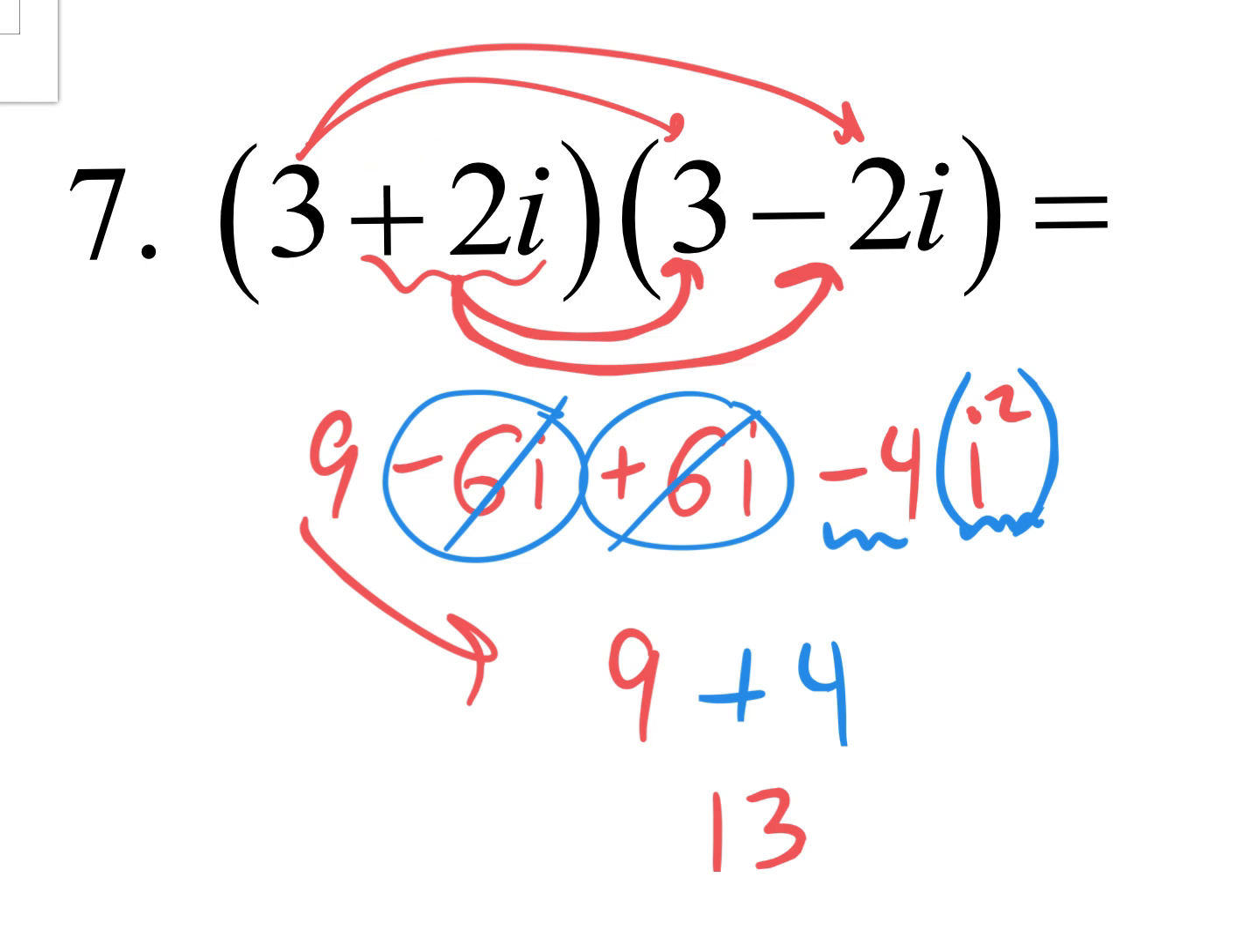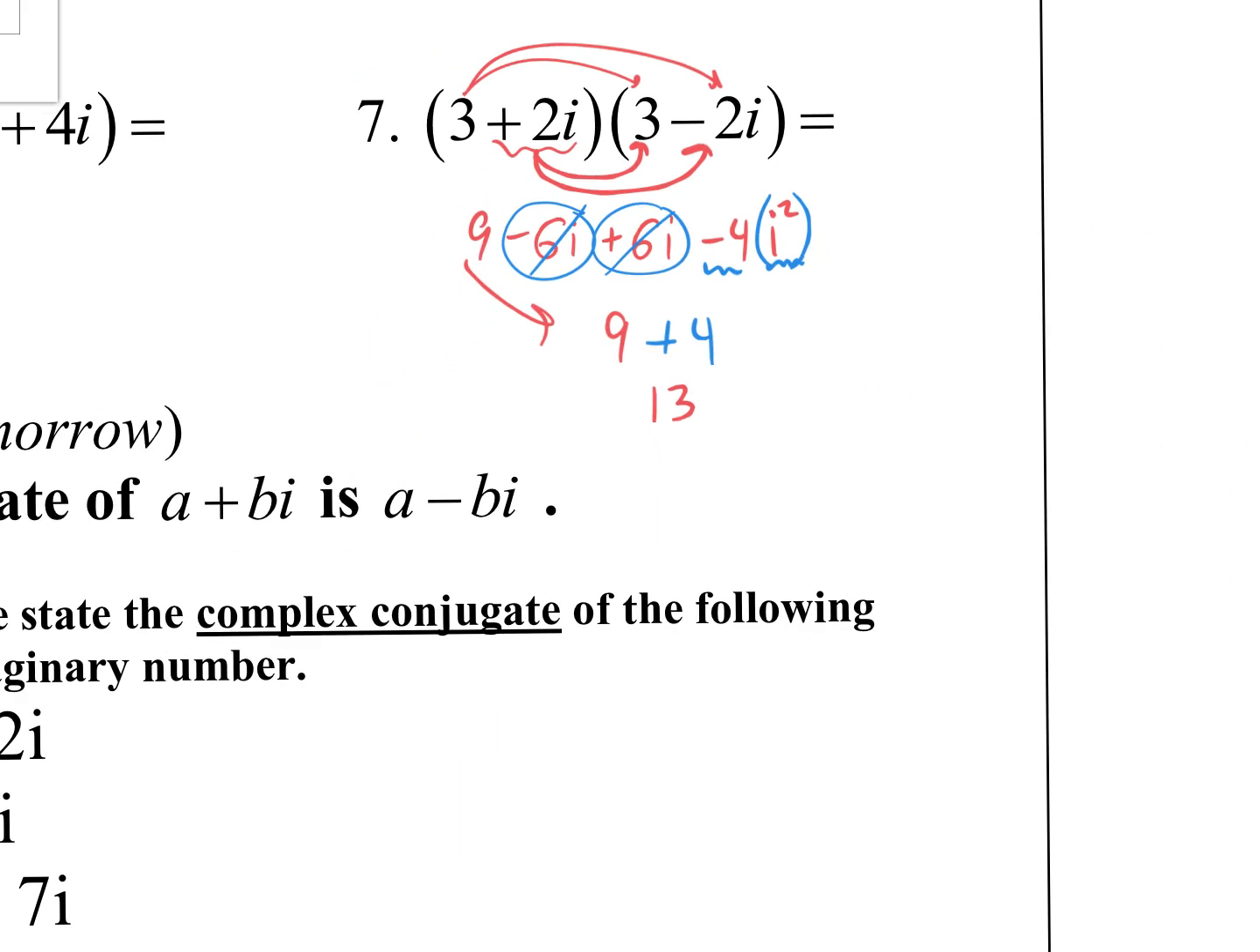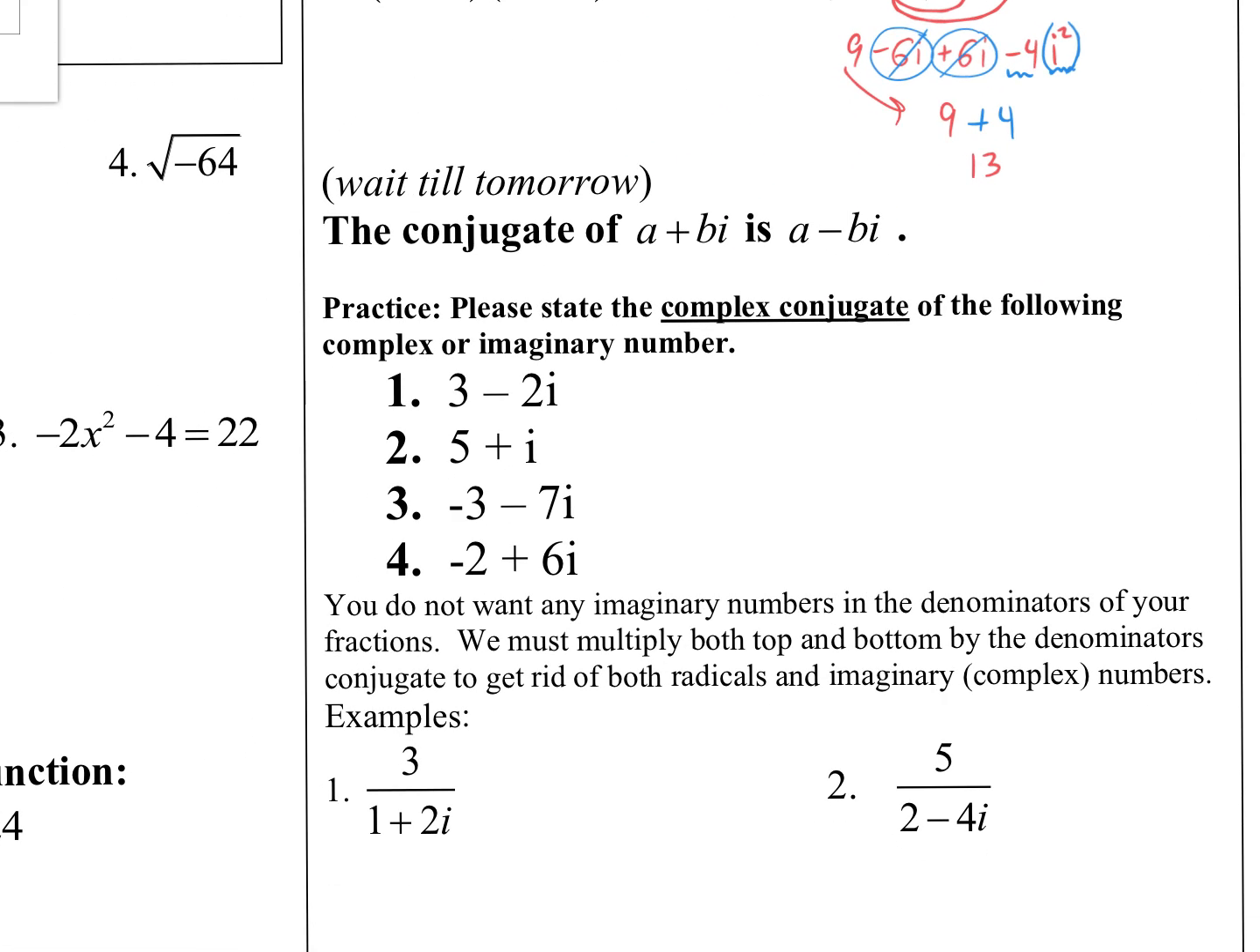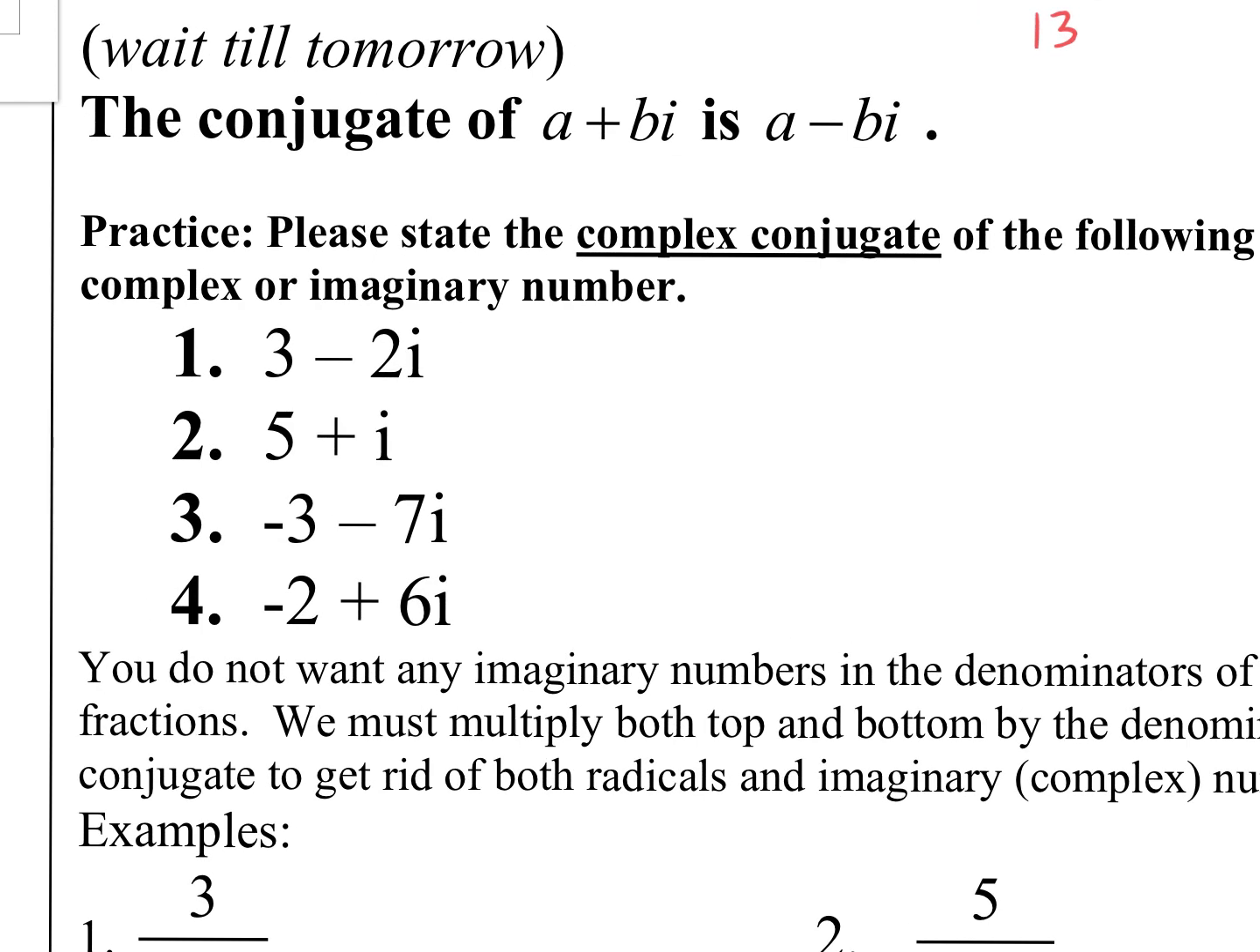Whenever you have a binomial times itself, but that middle term changes, the middle terms are going to cancel out. And when you're dealing with i's, the i's disappear. This is called the conjugate of this, or this is called the conjugate of that. Let's get into today's lesson because we stopped there yesterday. The conjugate of a plus bi is a minus bi.